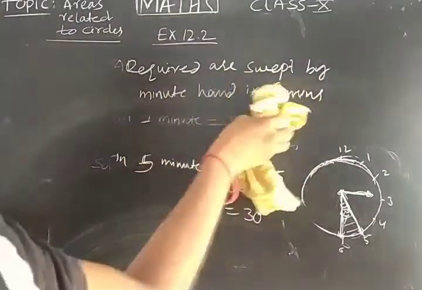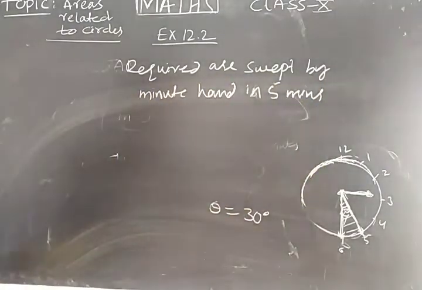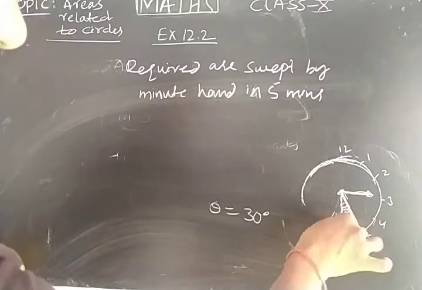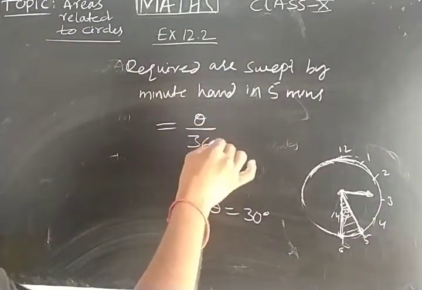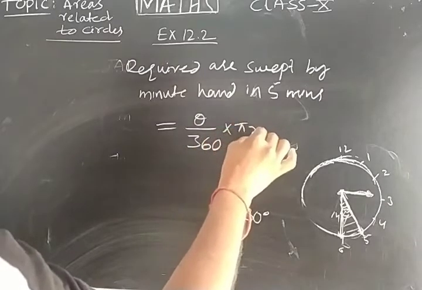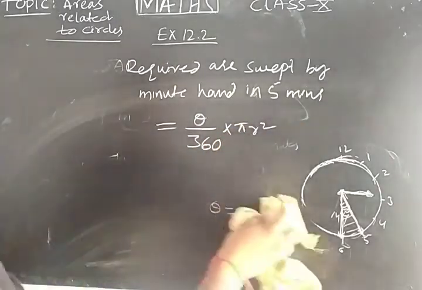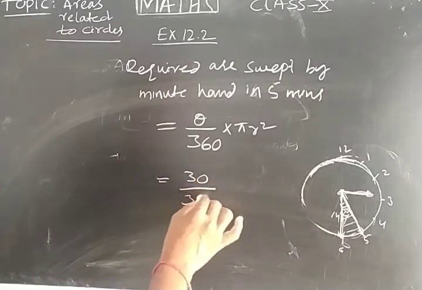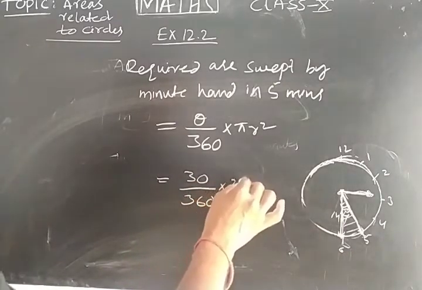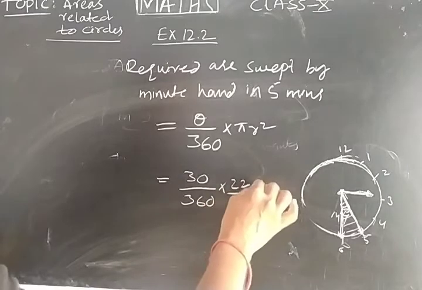Right. So already we have a 30 degrees angle and we know the given radius is 14, right? Area is equal to, what is the formula? Theta by 360 into pi r square. What is theta? Theta is 30 degrees here. So 30 by 360 into pi, 22 by 7, and r square, 14 into 14.